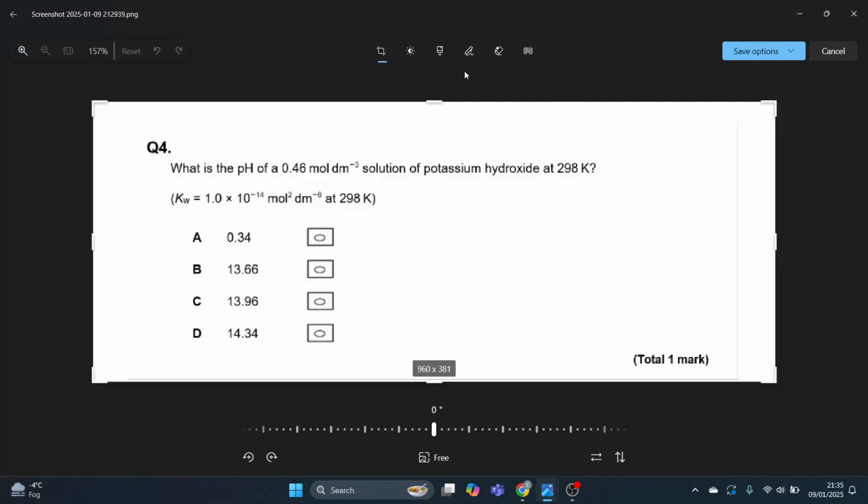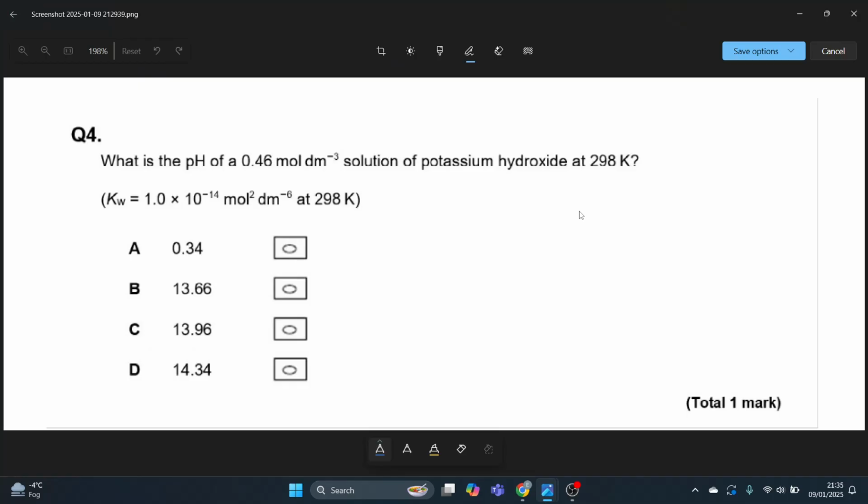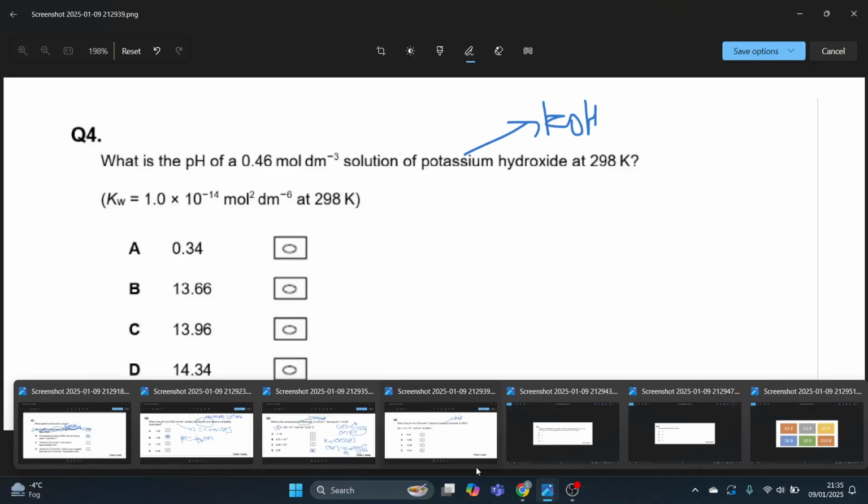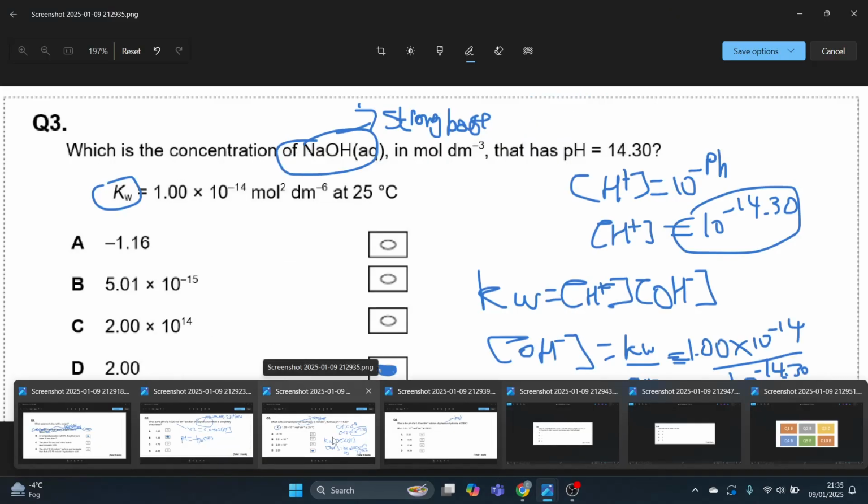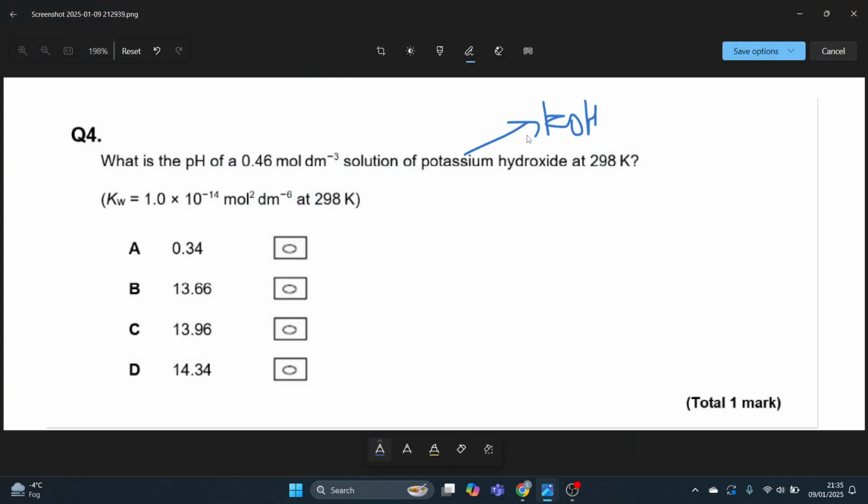Question 4. What is the pH of this potassium hydroxide? Now, when they don't give it to you, like in the previous question where they gave us sodium hydroxide, we knew it only had one OH minus ion. If it doesn't give it to you, always try to write it down, because sometimes it can have 2 OH minus ions and try to trick you out. In this case, no, it's just one.